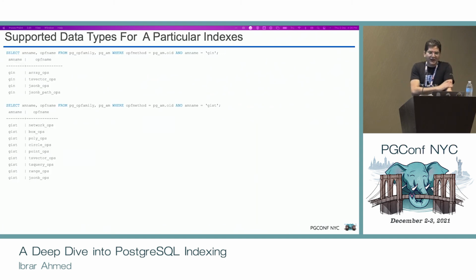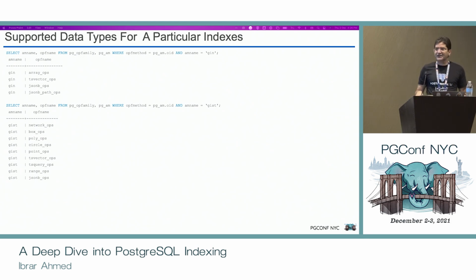So, here is another query that shows the data types supported by a particular index. Not every index supports every data type. Like I told you, the point type doesn't support B tree or hash. So this is the query.